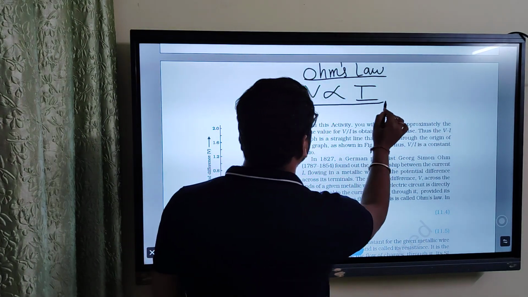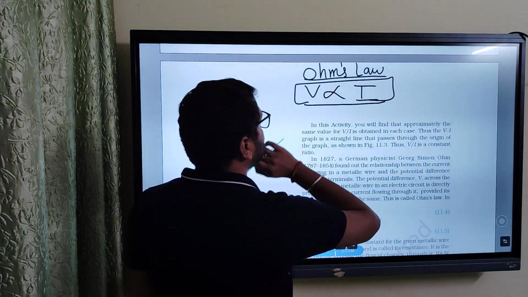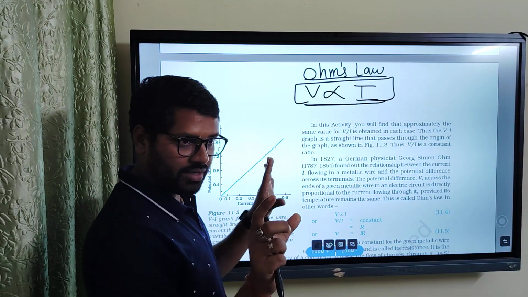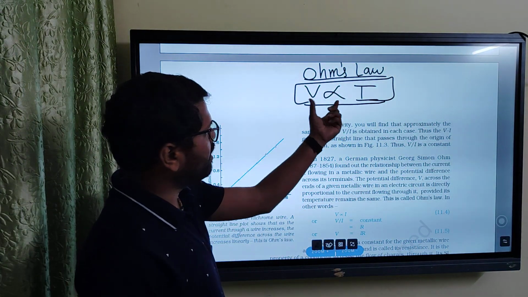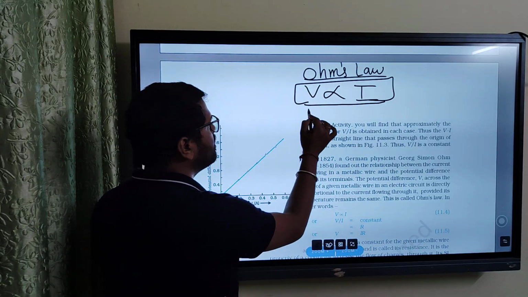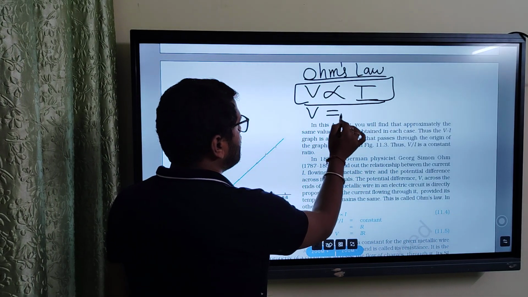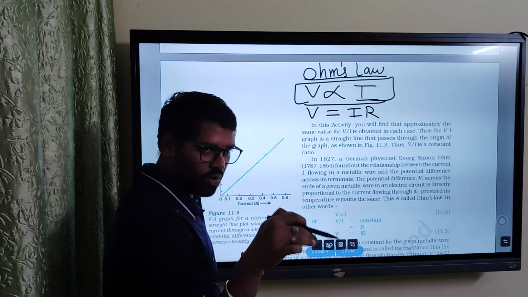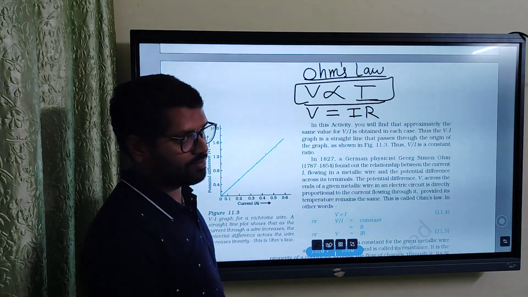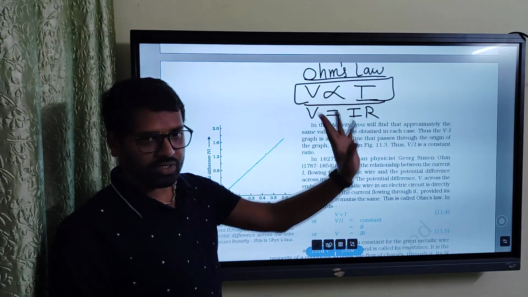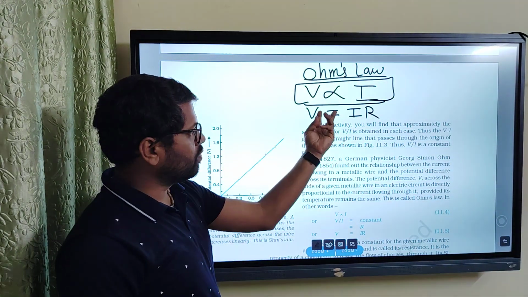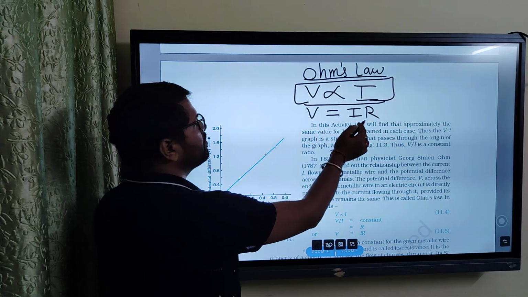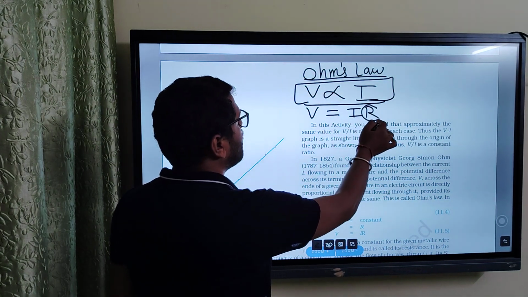Any doubt in this? Now we know that if we say proportional, okay, but we need to equate. We have to see the relationship and we want an equation. So V equals I and some constant, right? We use R in math as some constant. V is proportional to I. If we want to make both equal, what we have to do? We have to use this one, R.